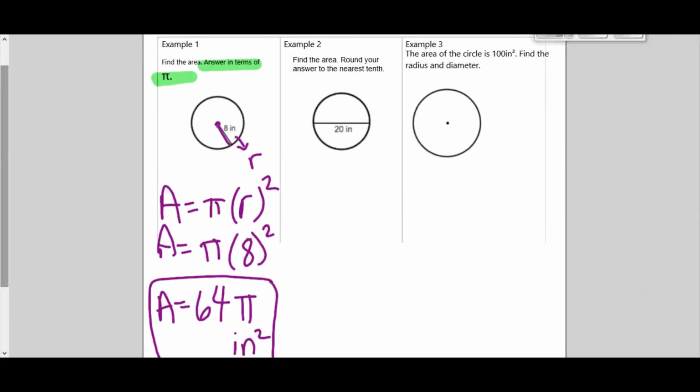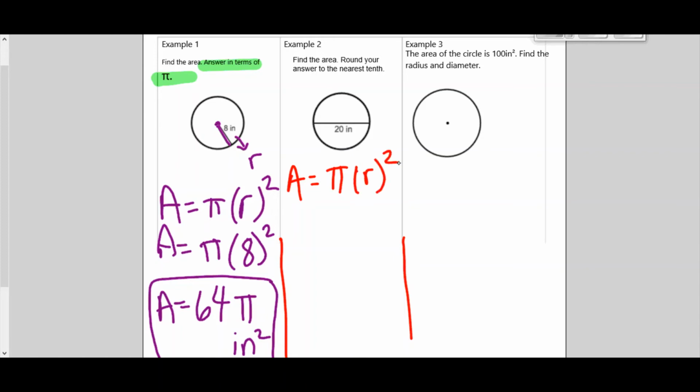Okay, example 2. So again, find the area, round your answer to the nearest tenth. So start with the area formula. Area equals pi times r squared. Now, this time I'm given a length that goes all the way across. So that means I have a diameter since it goes all the way across. But I don't want the diameter, I need the radius. So how do we find the radius?